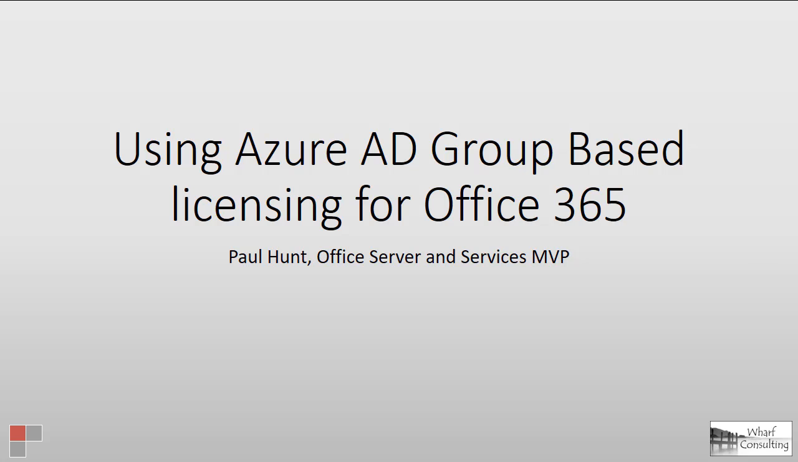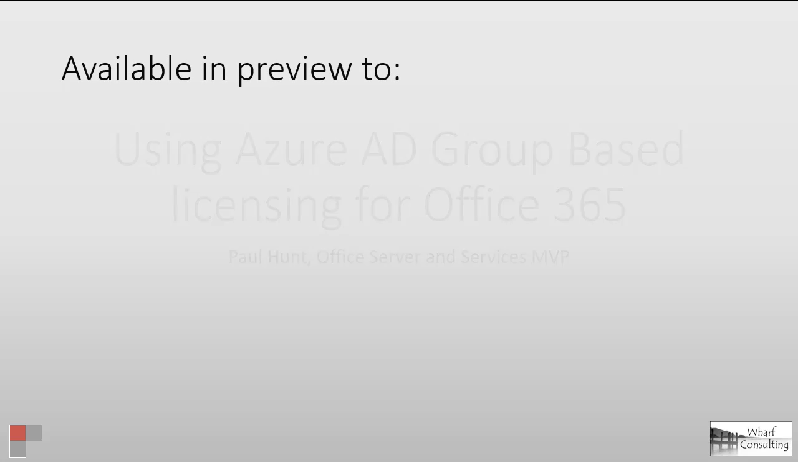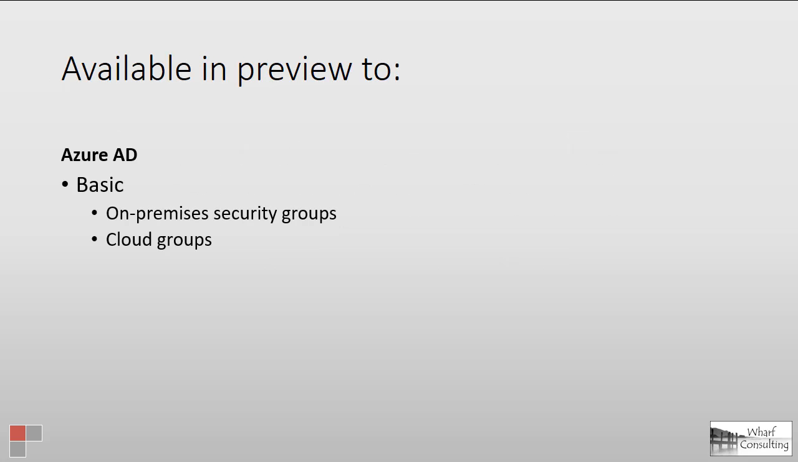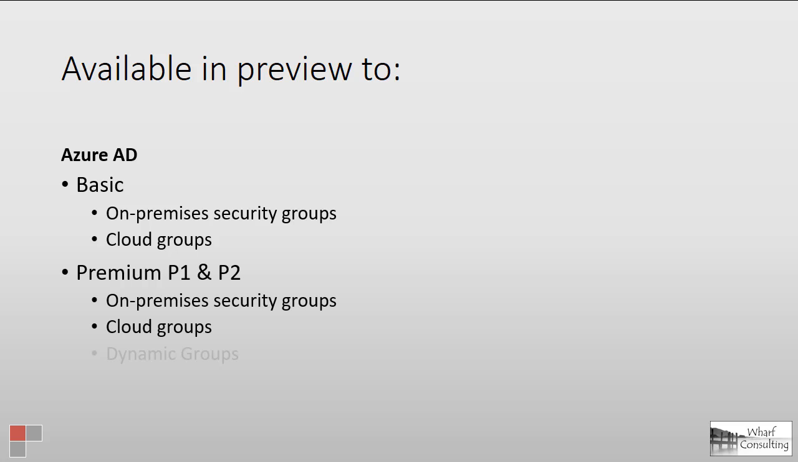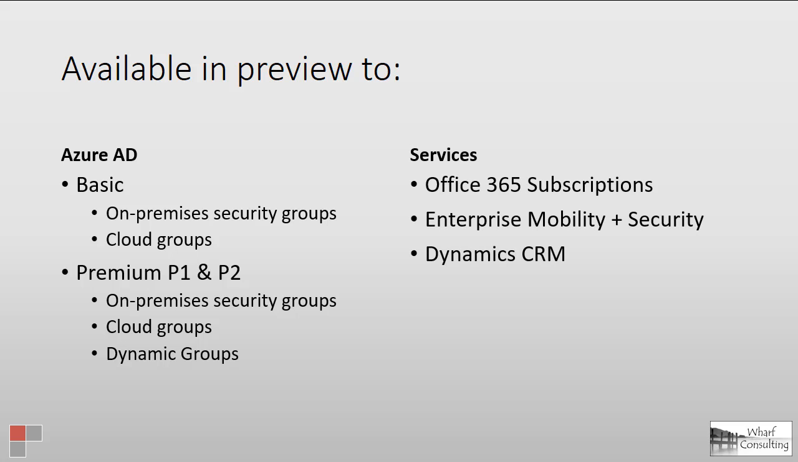So as I said, Microsoft have released this into preview. So what does that exactly mean? Well, currently during preview, it's available to Azure AD Basic, and that gives you on-premises security groups and cloud groups, and also to premium P1 and P2 subscriptions, which basically adds dynamic groups to that. So pretty much any groups we can create in Azure AD, we can apply a licensing template to. And what that basically means is we can apply licenses for any of these services that allow individual user-based licensing.